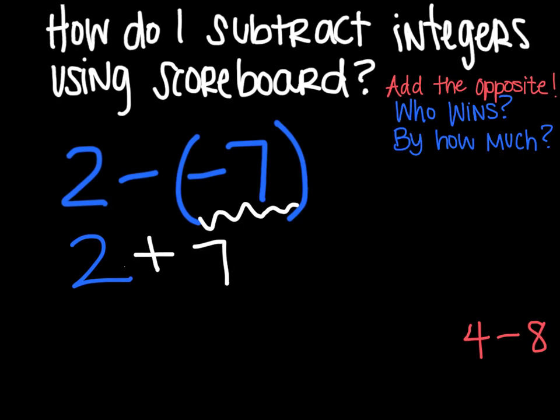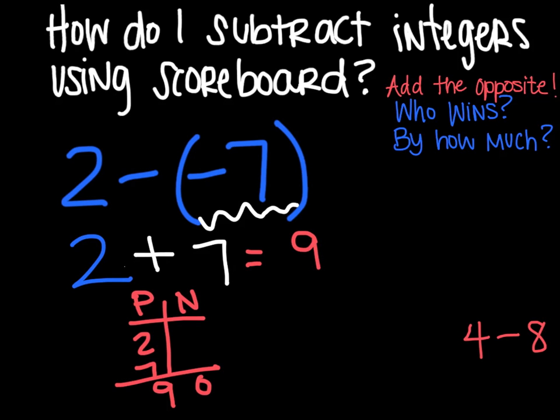2 plus 7, now that tends to be really easy math, but let's practice using the scoreboard anyway, team positive and team negative. 2 is positive, 7 is positive, for a grand total of 9 to 0. Team positive wins by 9, which means my answer is 9.